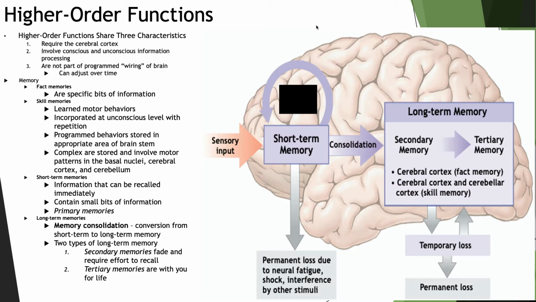In this section, we'll consider the mechanisms of memory and learning, and we'll also describe the neural interactions responsible for consciousness, sleep, and arousal.